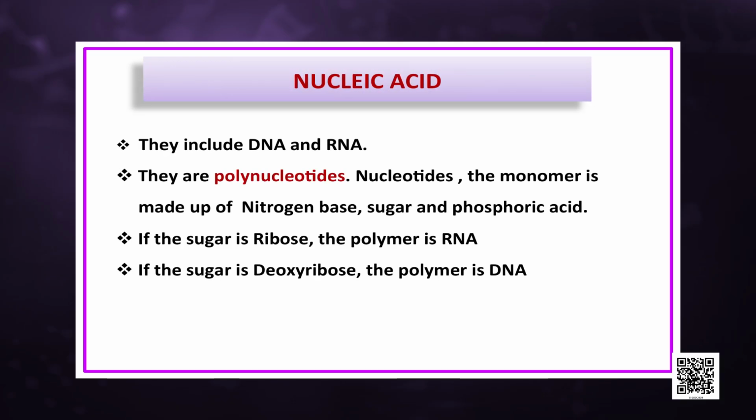The 4th biomacromolecule is nucleic acid, which can be either DNA or RNA. They are polynucleotides made by joining of monomers called nucleotides. Nucleotides are basic units of nucleic acid. A nucleotide is made up of nitrogenous base, sugar and phosphoric acid. The nitrogenous base present in nucleic acid could be either purine or pyrimidine.